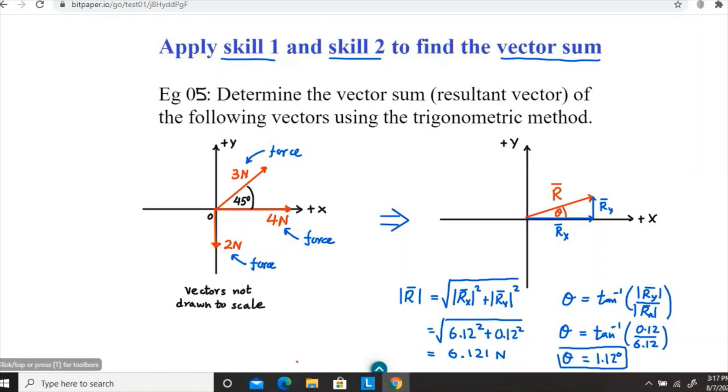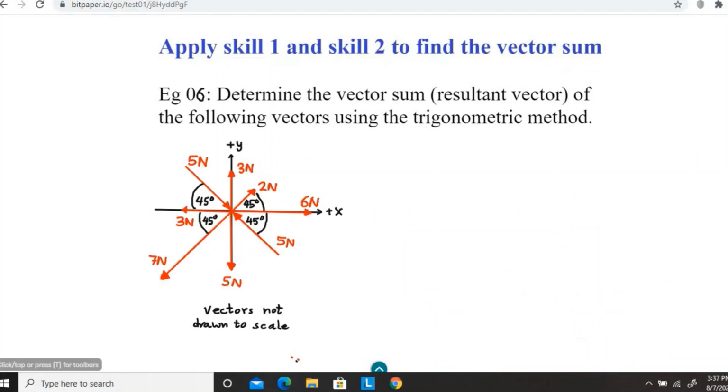The resultant is almost equal to the total sum of the x components, and it's almost along the x-axis, that means parallel to the x-axis. However, this is how you do such a problem, combining skill 1 and skill 2 to find the vector sum of a combination of vectors. Now, even though I explained this step by step, you should be able to practice this and do it very quickly. So this is example number 6.